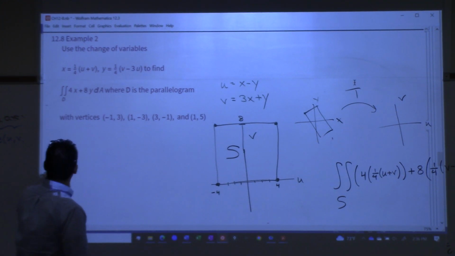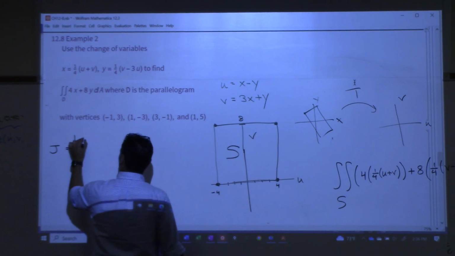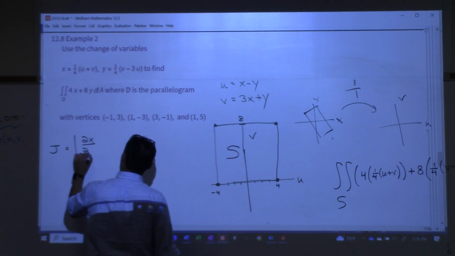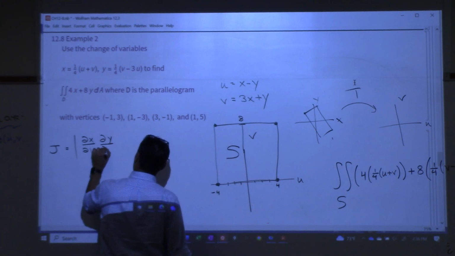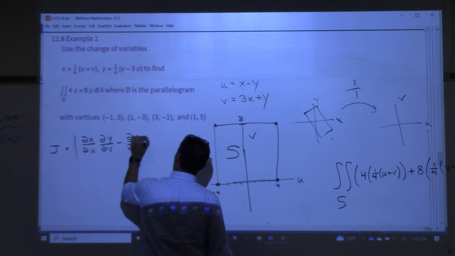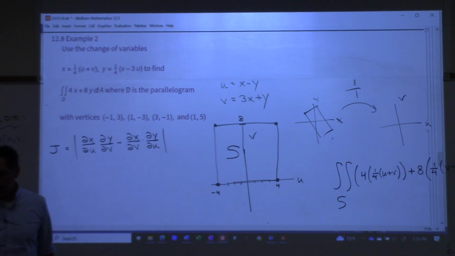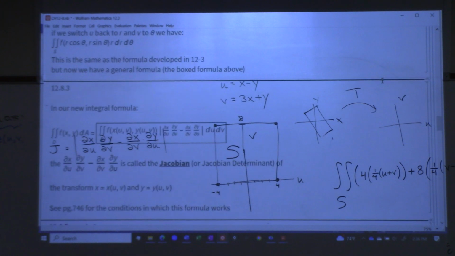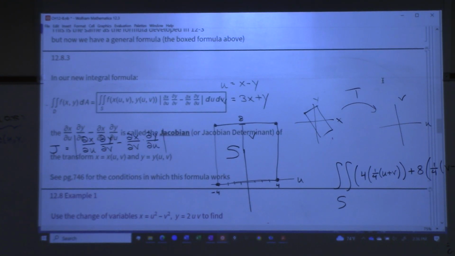So for the Jacobian, it's going to be the absolute value of partial x with respect to u, partial y with respect to v, minus partial x with respect to v times partial y with respect to u. I'm using the formula that I put up on the board earlier, the one out of the notes right there. Because I'm in two-dimensional space, I can do this.